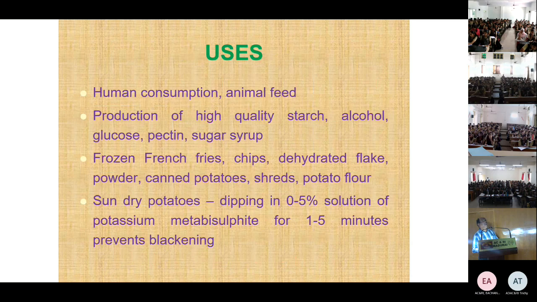So it is a very calorie-rich food and is used for human consumption as well as animal feed. We can extract high quality starch, alcohol, glucose, pectin and sugar syrup. The potato is also used for making frozen French fries, chips, dehydrated flake powder, canned potatoes, shreds, potato flour. And sun-dried potato is also very famous, dipping in 0.5% solution of potassium metabisulfite for 1 to 5 minutes. It prevents the blackening.